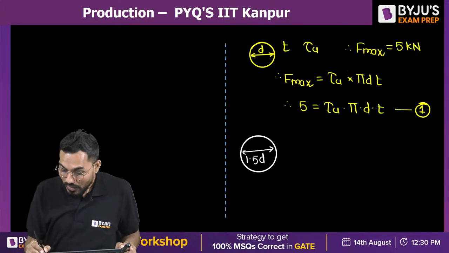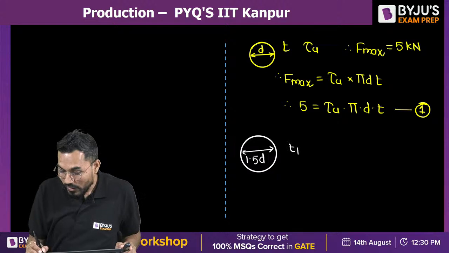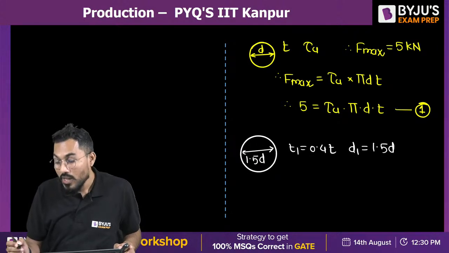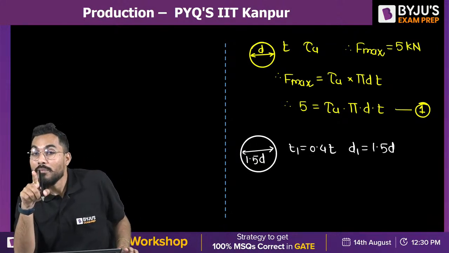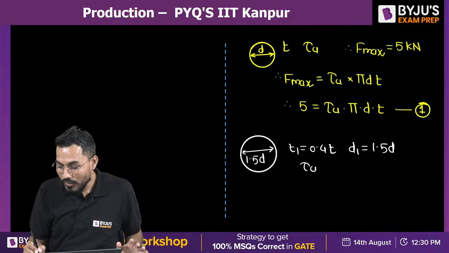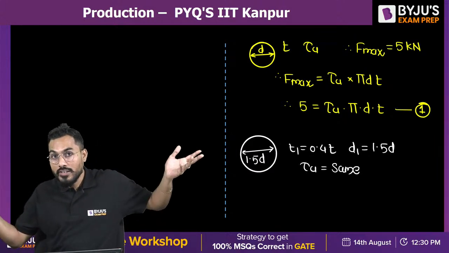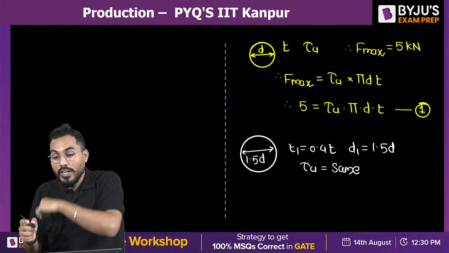So can I say that? So here my sheet thickness t1 is 0.4 times t and the diameter d1 is exactly equal to 1.5 times d. But can I say that the material is same? If the material is same, can I say ultimate shear stress will remain what? Same. Material is same, ultimate shear stress is same. Now for this, calculate the force required.